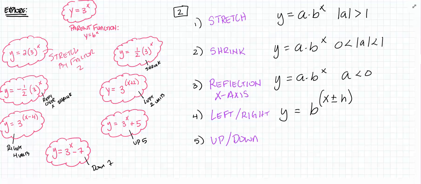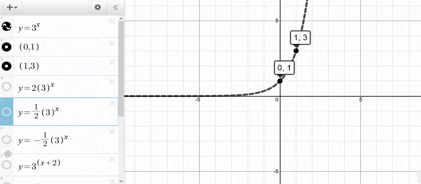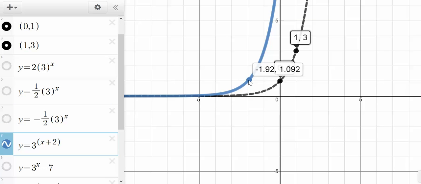So here's 3 to the x plus 2. How does that compare to the black graph here? Well, it's just been moved 1, 2 units to the left, right? At negative 2, I have 1. And then at negative 1, I have 3. You see that? So it's been moved exactly 2 units to the left. It's the opposite direction that you'd think it is, right? If it's a plus, it's left. Yeah, exactly.